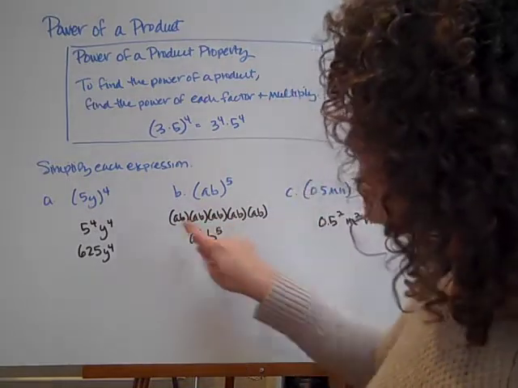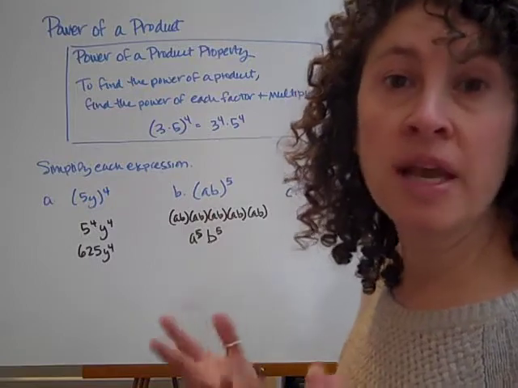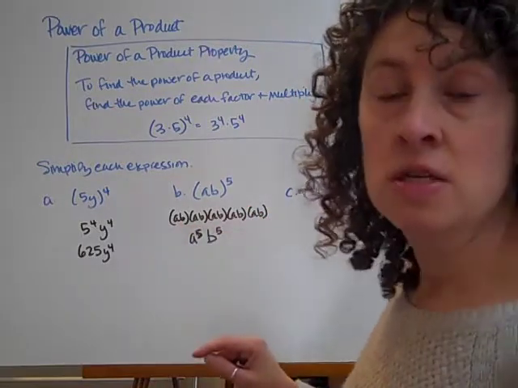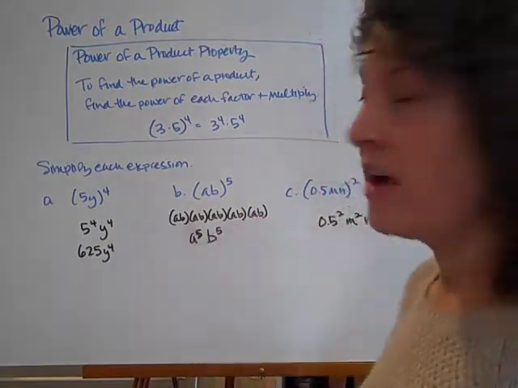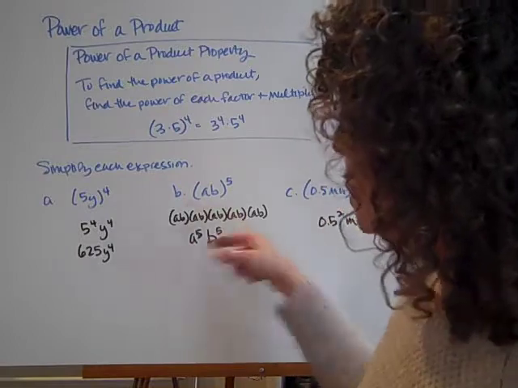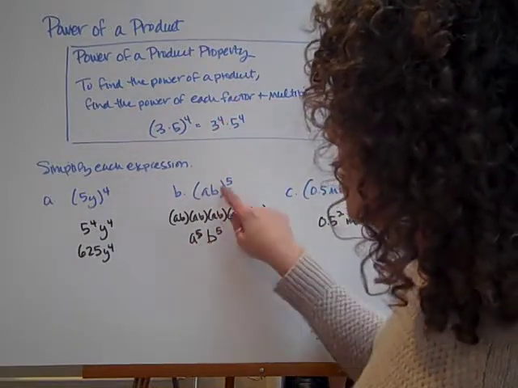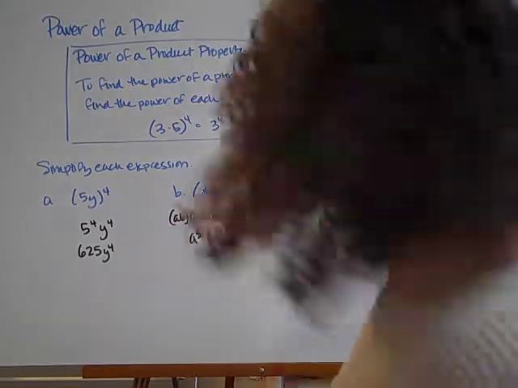So if I think about what this means, if it's all multiplication, so I can kind of mix them up so that the like terms are together, I've got 1, 2, 3, 4, 5 a's. So that is a multiplied by itself 5 times, so that's a to the 5th power. And I've got 5 b's there, so that is b to the 5th power. Again, if I go back to my property here, I could have done a to the 5th power and b to the 5th power, but this is what it means. This is what's really happening here.